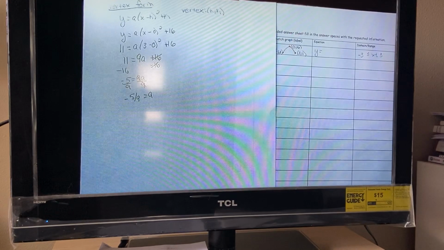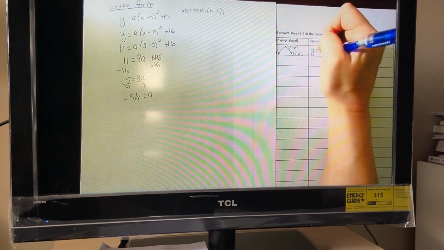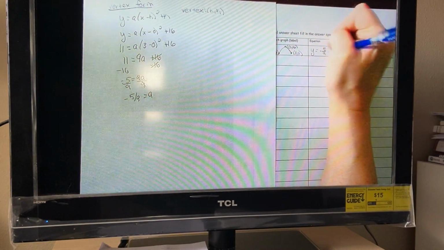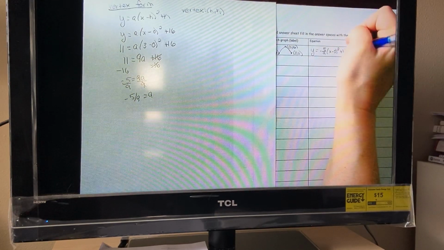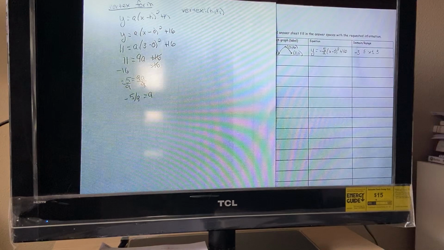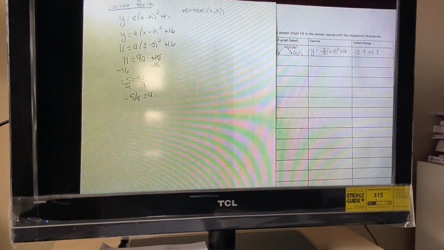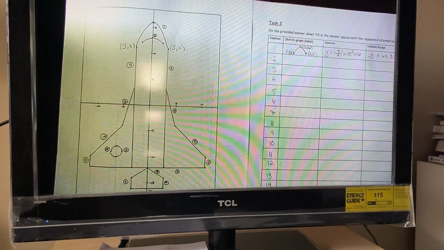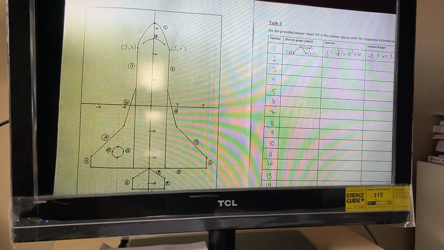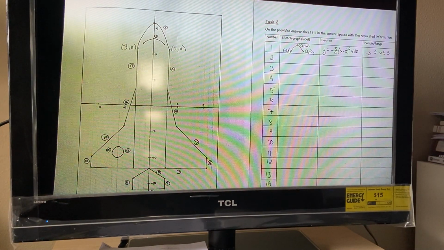So I'll just come over here to my equation. So it's negative 5/9 times (x minus 0) squared plus 16. Now you don't actually have to write the minus 0, but I'm going to do it just because I had the room. Okay, so now let's go back. Now number 2 is also an upside down parabola, so I'm going to let you do that one on your own. Looking at number 3.